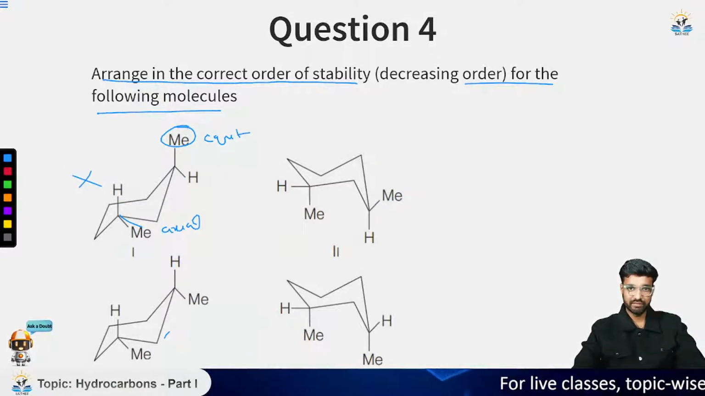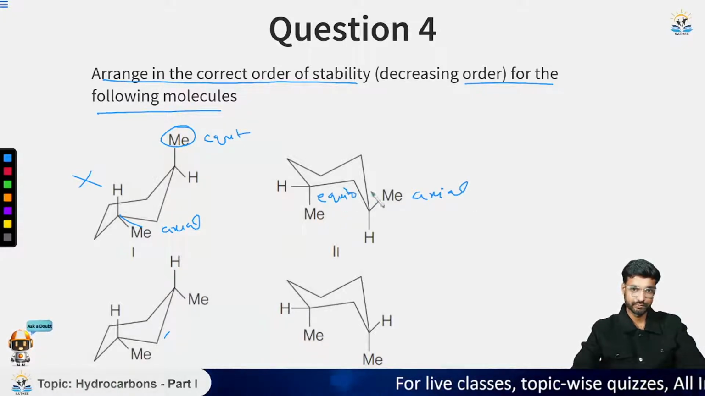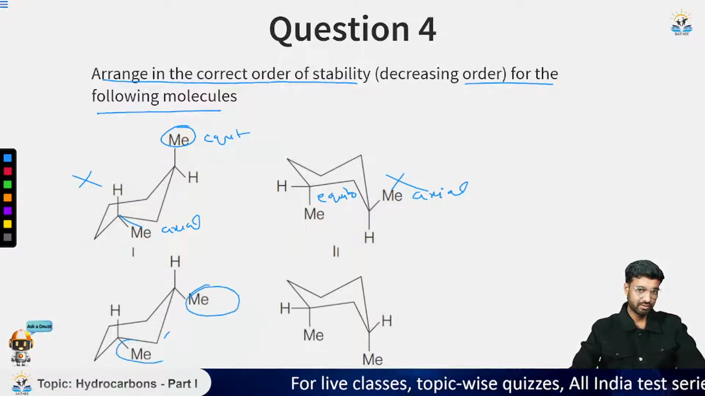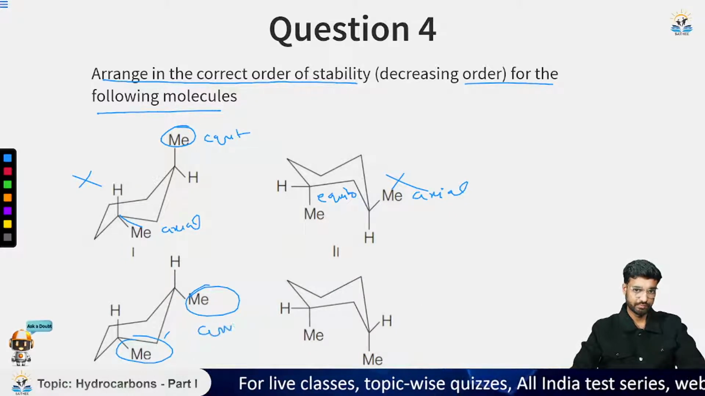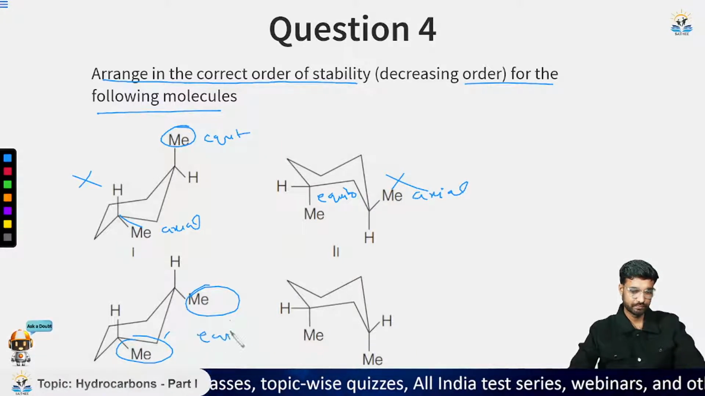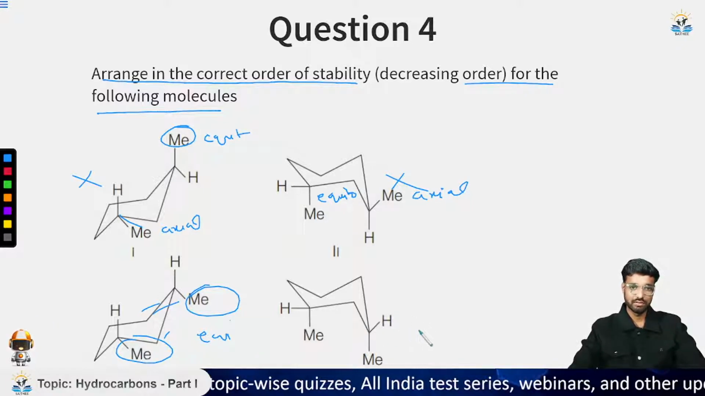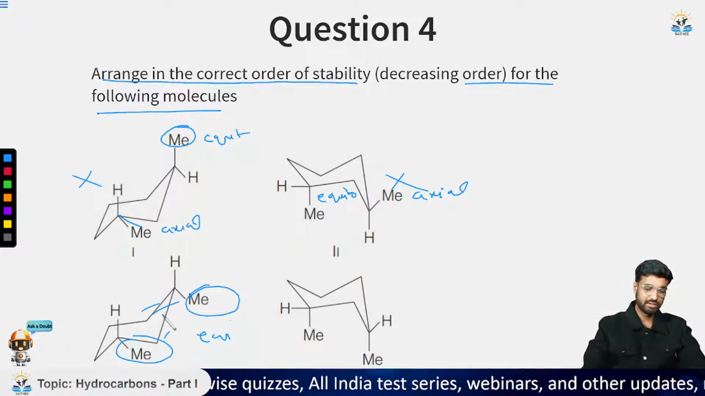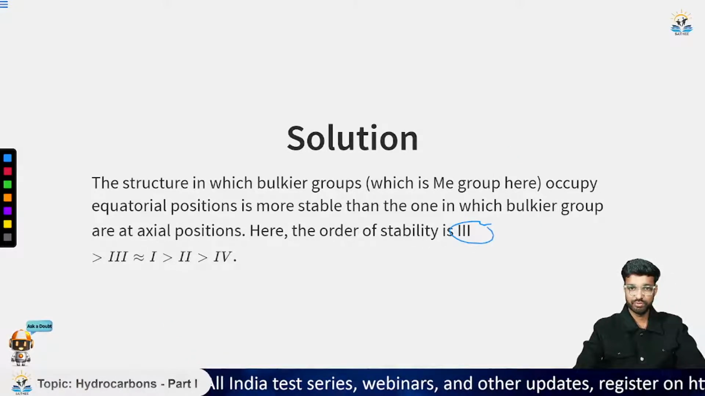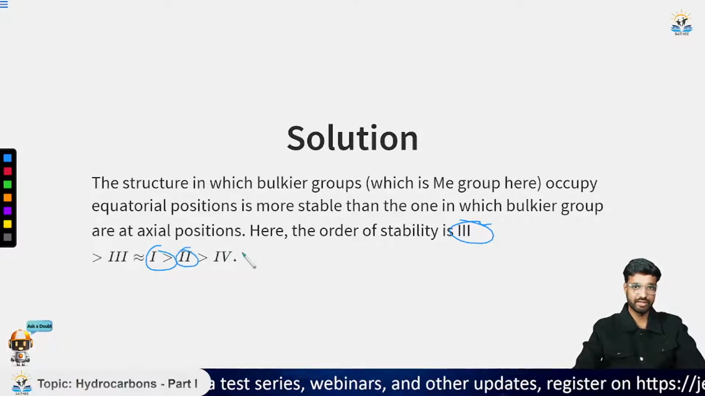So in this one we have this axial here, but this is equatorial. So it is also not stable. For the third one, both of the methyls are on the axial one, sorry, the equatorial one. So it is the most stable. So this is the correct answer, third one. Okay, so third one is the most stable. Then we have the first, then second and fourth.